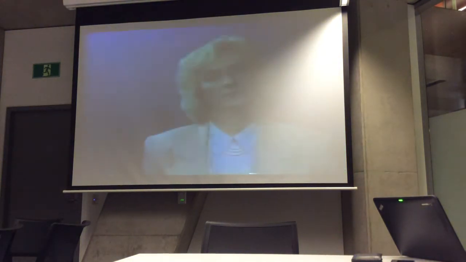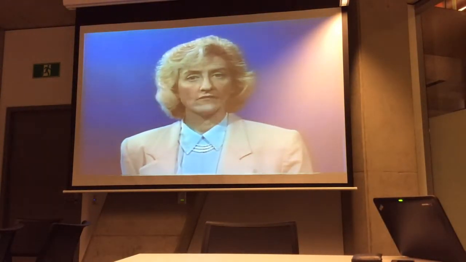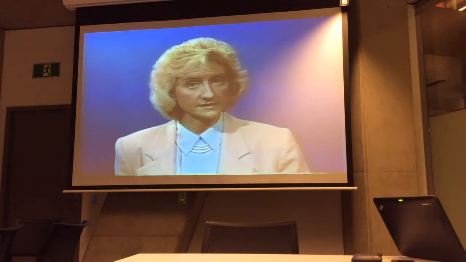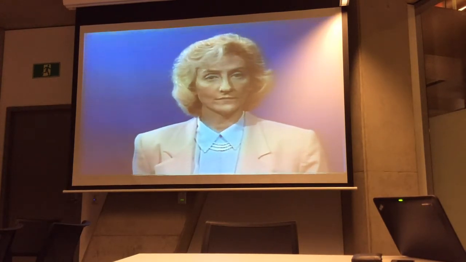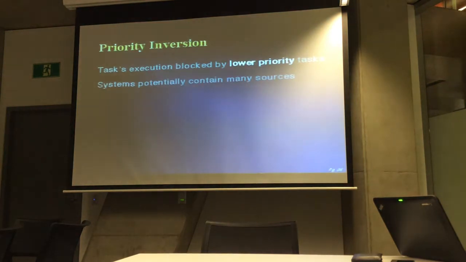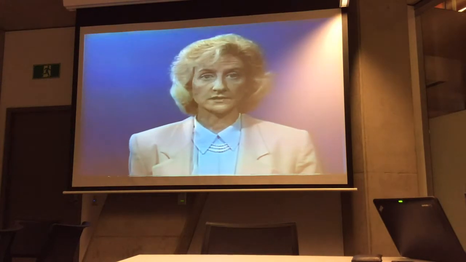Let's tackle the notion of dependent tasks. That is, somehow a low priority task affects the completion of a higher priority task, like the example we saw at the beginning. This is priority inversion, and it's easily possible for systems to have many sources of this. You'll see that it's going to be of critical importance in determining the schedulability of a task set to be able to identify and model those priority inversions.